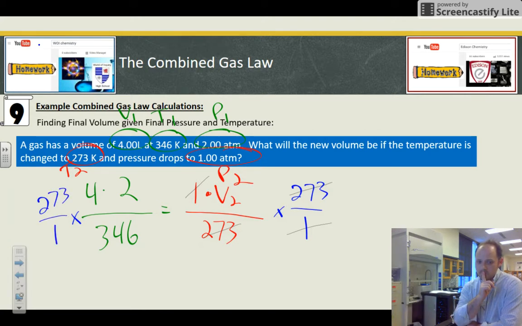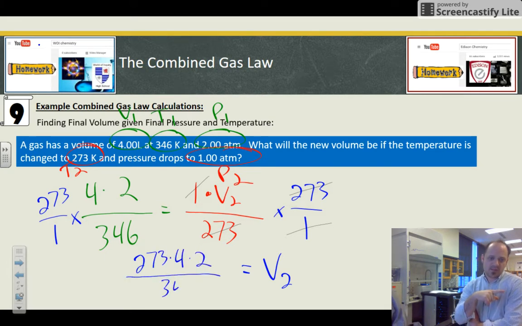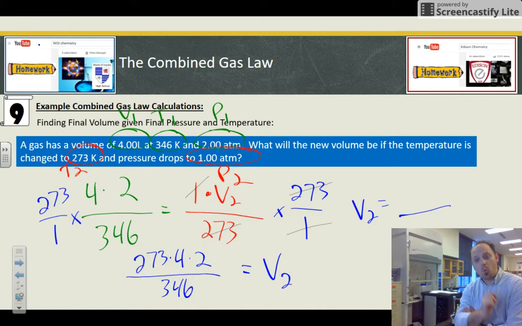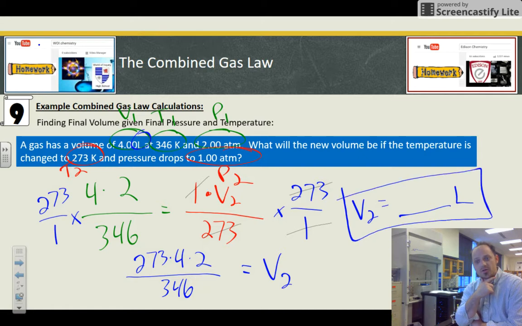And that is going to be the result of my cross multiplication anyway. So let's write it out. V2 is going to equal 273 times 4 times 2 divided by 346. And the units for volume 2 will be the same units that you were given for volume 1, and so that is liters. It just works out.